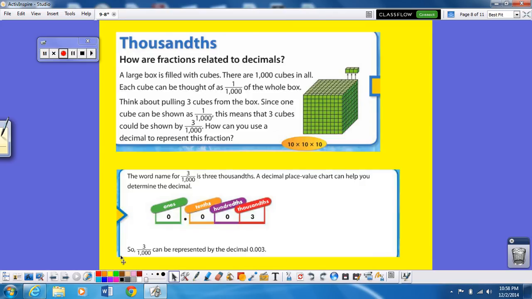Okay, thousandths are basically the same thing. That's why I wanted to combine these two lessons. If you look at this big cube, this represents 1,000.